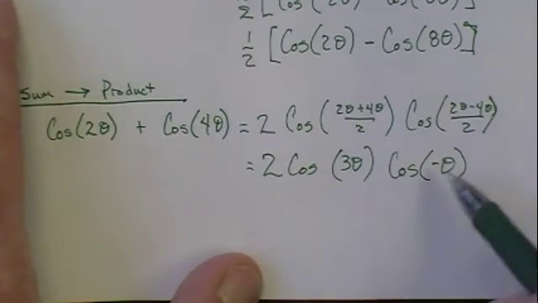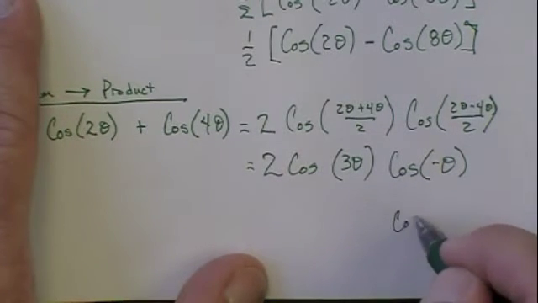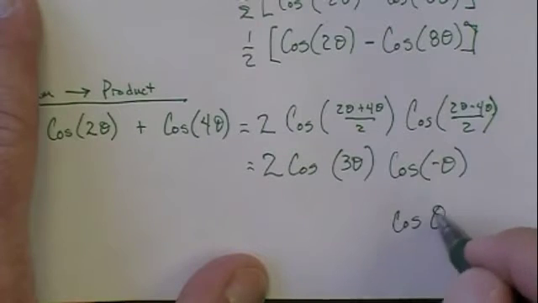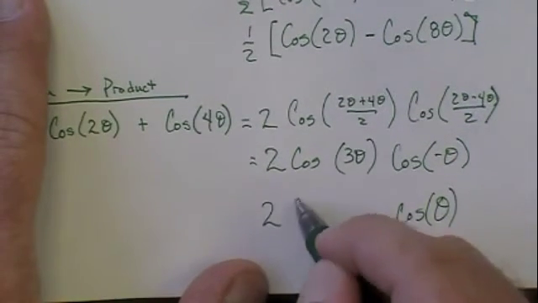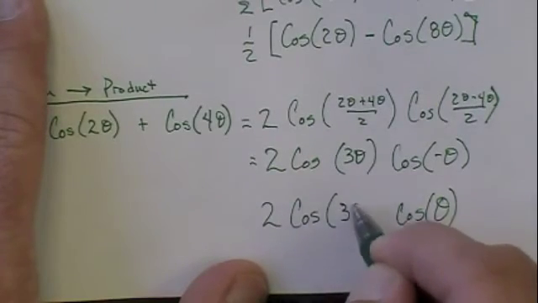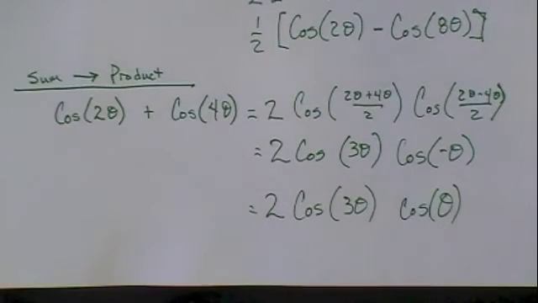And again, cosine is even, so we know the cosine of the opposite of theta is equal to the cosine of theta. And here we still have 2 times the cosine of 3 theta. So again, we're not solving. All we're doing here is rewriting. So now instead of having a sum, we have a product. So we've rewritten that equation.